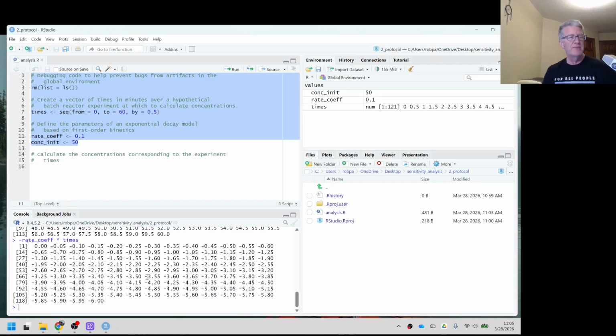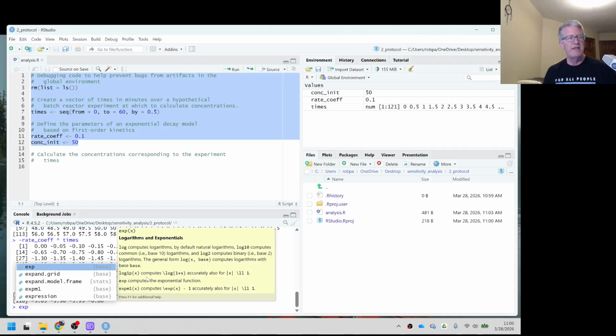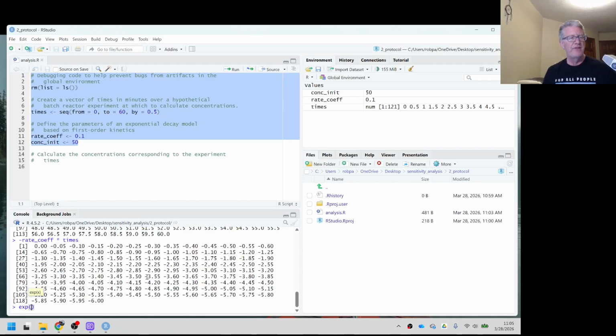Okay, so that's our exponent. How do we do Euler's number to that exponent, or e to that value? In code, there is a function in R called exp. And exp is specifically for doing that math on a numeric vector. Now again, we can have rate coefficient times time. That's what we want in the exponent. So we can type the math we just did into the exp.